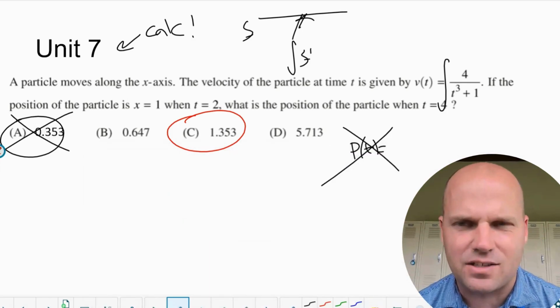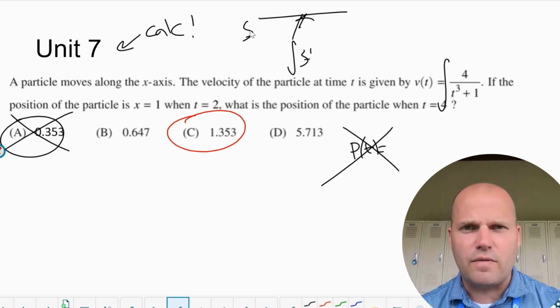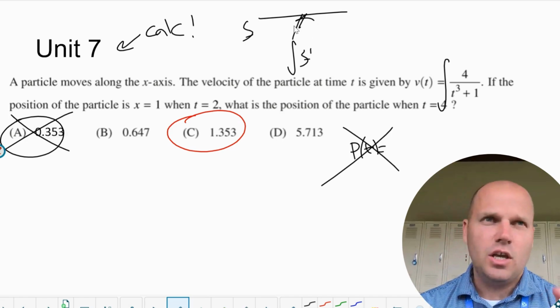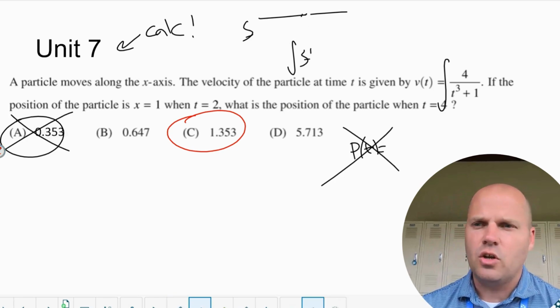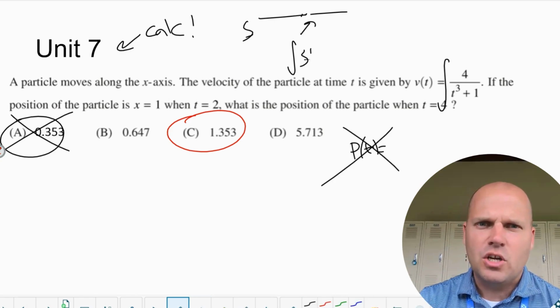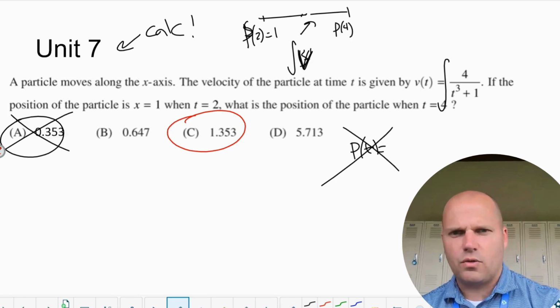If you can't take the antiderivative, or if you just have a calculator, accumulate the derivative. You'll tell how much we increase or decrease, but we won't get a position. We'll just know how much the position changes. So if we have p of 2 is 1, we add how much displacement we have to get p of 4, which is 1.353.